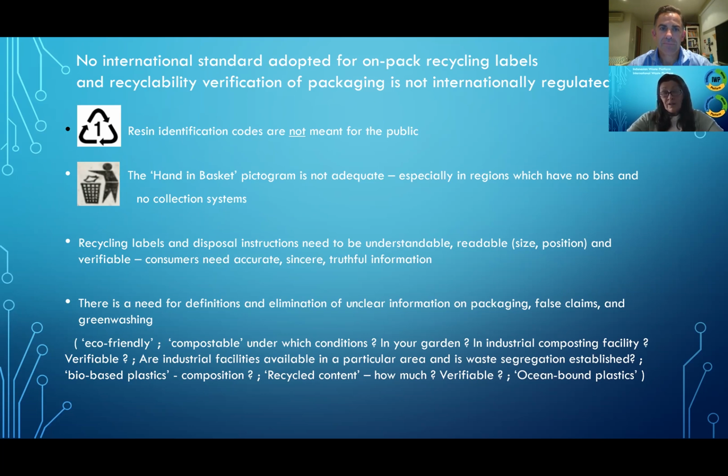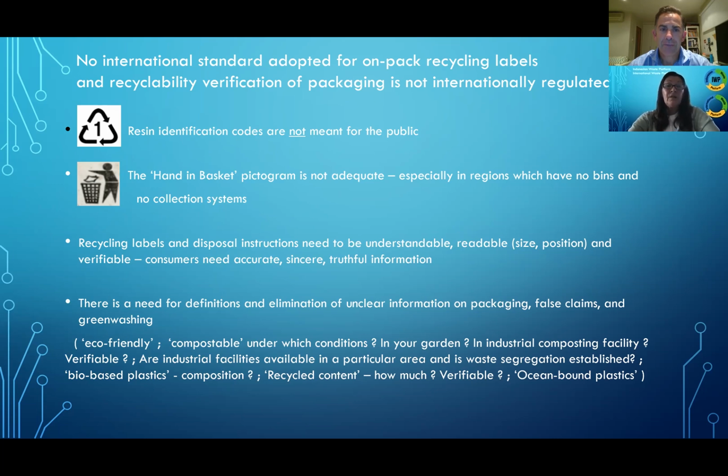And then there is the number 7 for the plastic types, and actually in number 7, it can be, I don't know how many, combinations or different types of plastic. So it doesn't mean much for the public. And then we also see often on packaging the hand in basket pictogram. It's also not adequate. It doesn't explain in which waste stream you have to put it. And actually there are in many places no bins and no collection systems.